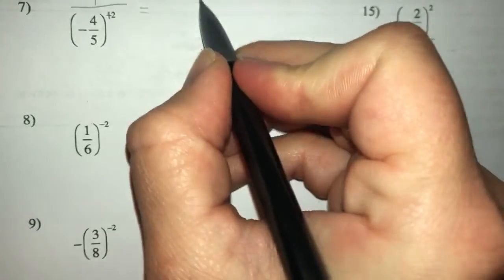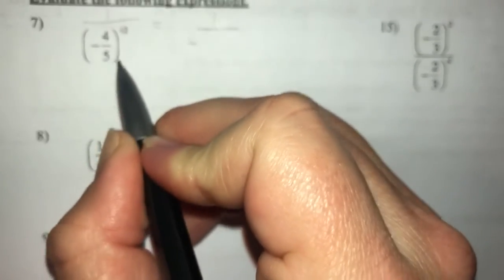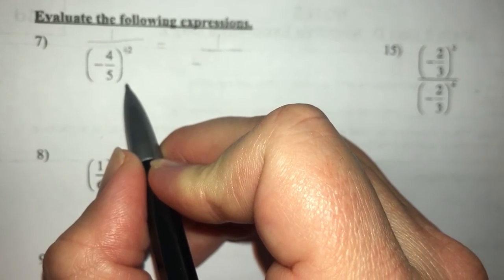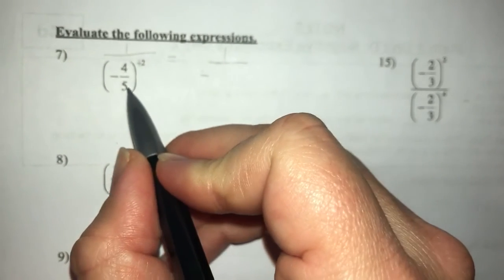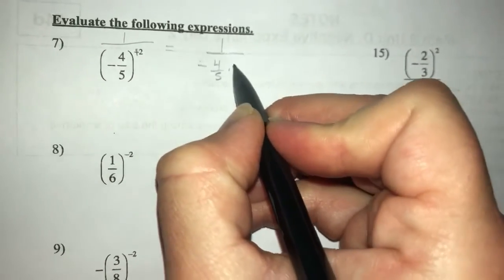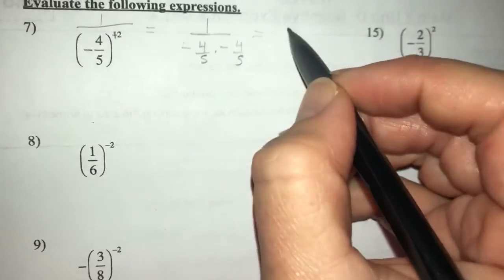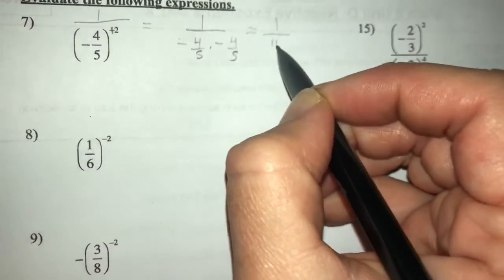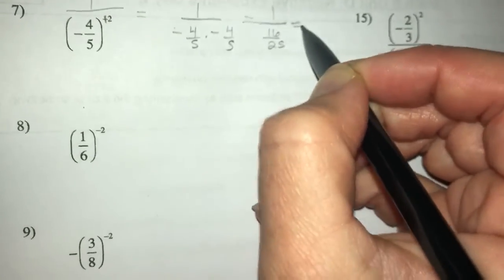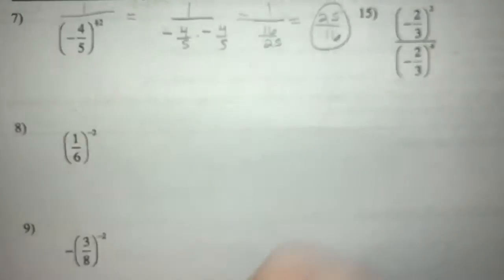So what I really have is 1 divided by negative. Now this time the negative is included with the parentheses, and so that means it's sticking to the base. And so our base is going to be negative 4/5. Negative 4/5 times another negative 4/5, because I have 2 of them. A negative times a negative is a positive. We get 16 over 25. Keep, change, flip means my answer is actually going to be 25 over 16.